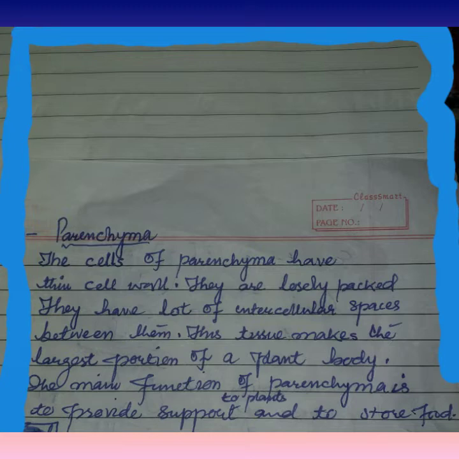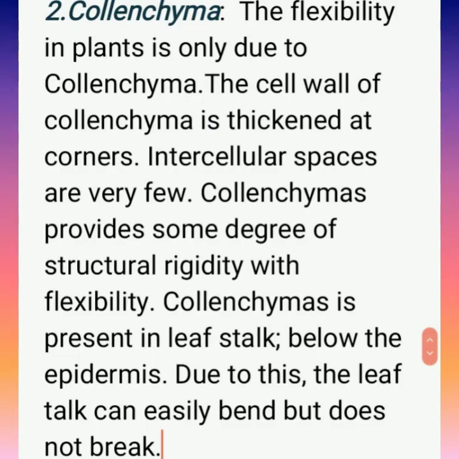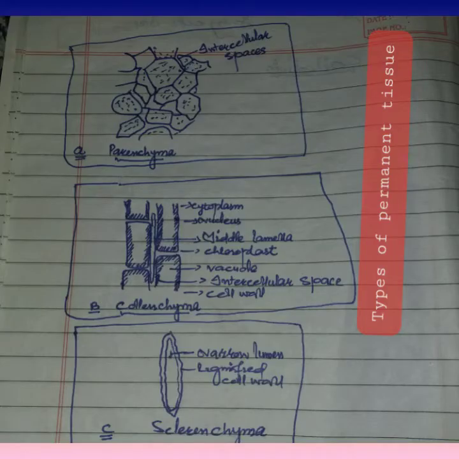Collenchyma is present below the epidermis, the outer layer of the cells. Dear student, the cells of collenchyma are living. They are elongated and their shape is irregular and also thickened at the corners.